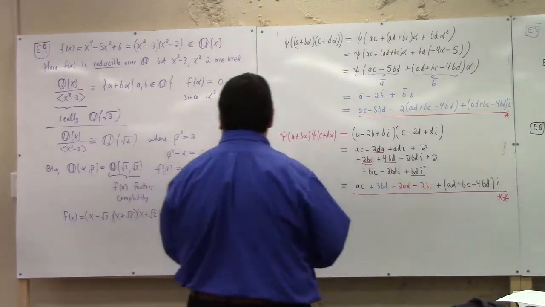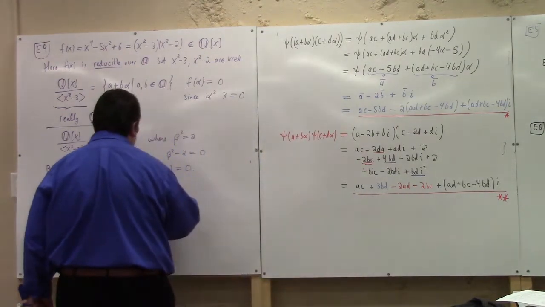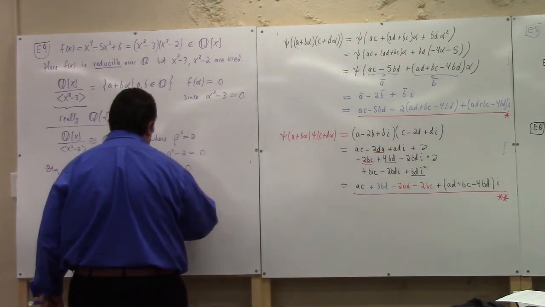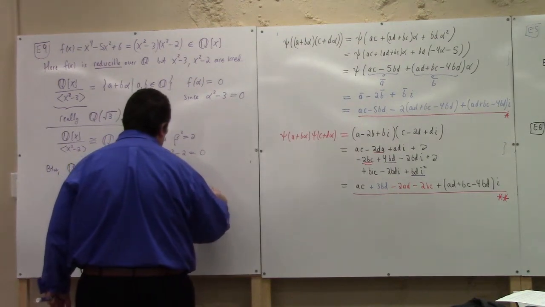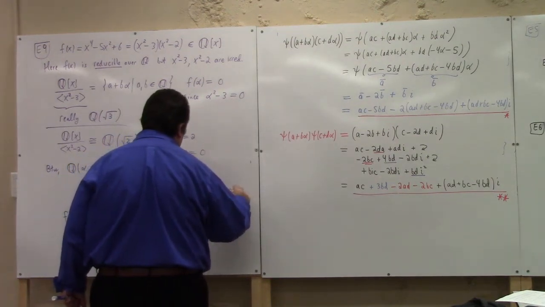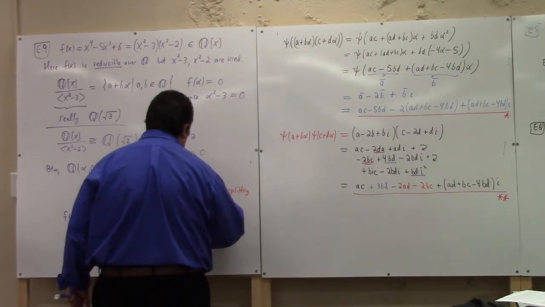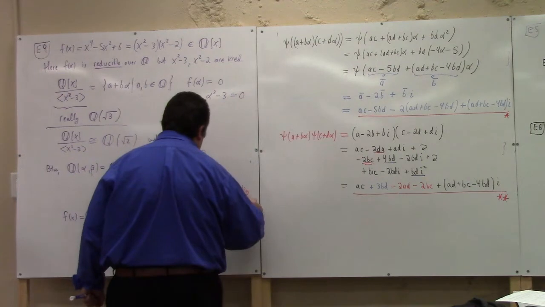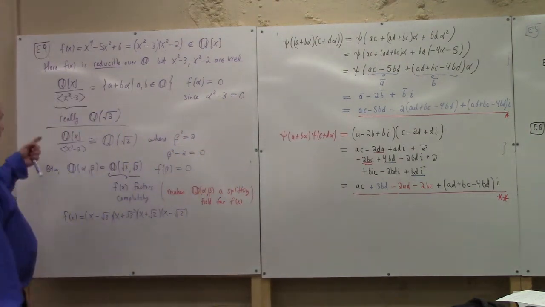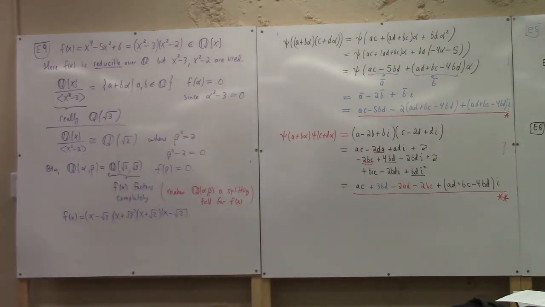Notice that neither Q adjoin root 3 nor Q adjoin root 2 on their lonesome is a splitting field, because they don't make f of x factor completely. They leave you with x squared minus 2 or x squared minus 3. You need both of them to factor it completely.